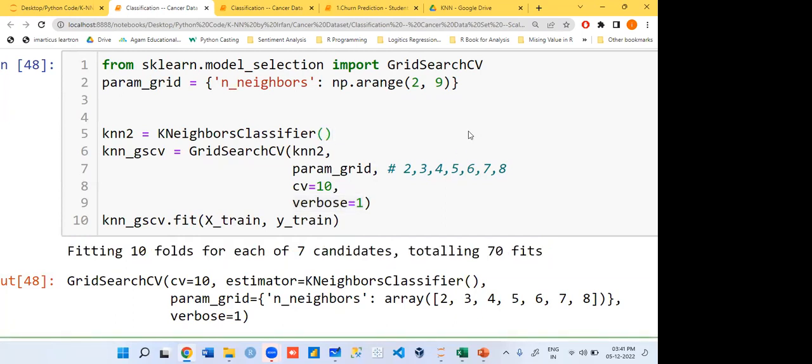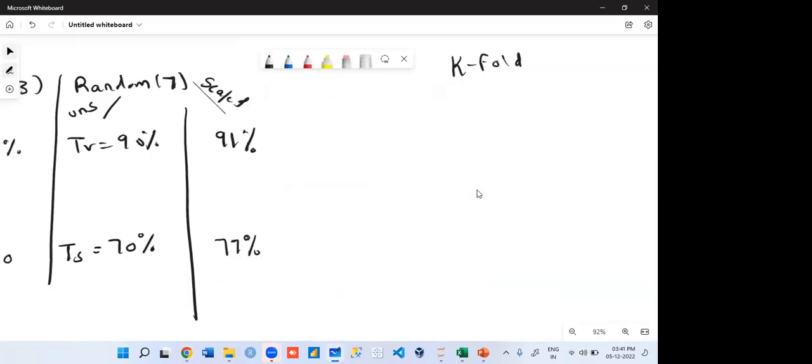Easy to find the best value of K, guys. Either use a for loop or try your luck by changing K value randomly. Or use K fold. K fold is small and easy, guys. So यहाँ पे हमने कितने कॉम्बिनेशन ट्राई कर रहे हैं हम? 2, 3, 4, 5, 6, 7, 8. इनमें से हमें बेस्ट सेलेक्ट करना है.